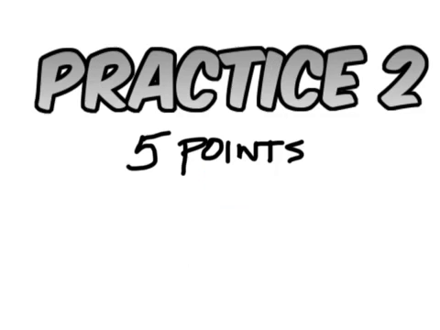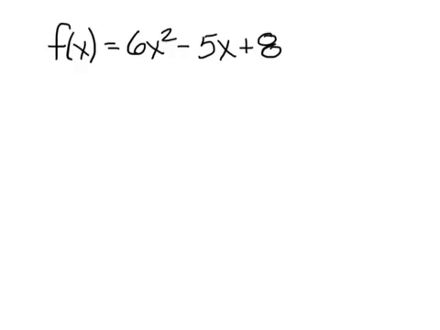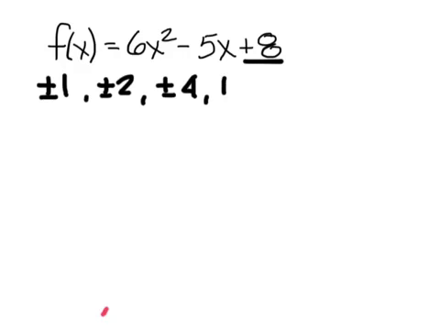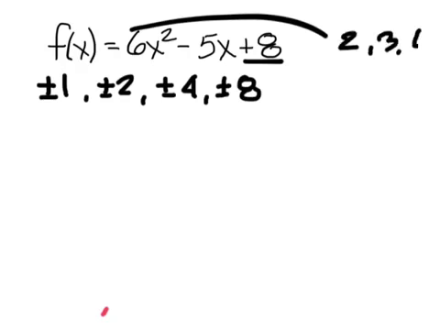Here's another practice. F of x equals 6x squared minus 5x plus 8. Alright, you got to start with your factors of this one, so that's going to be plus or minus 1, 2, and 4, and then 8. So you need the factors of 6, excluding 1, that's going to be 2, 3, and 6.